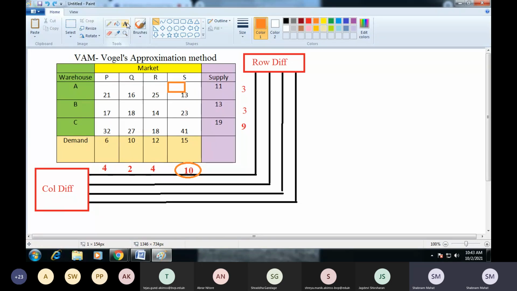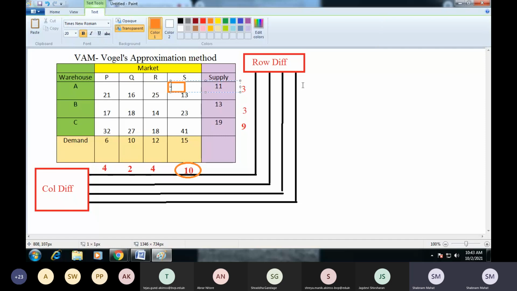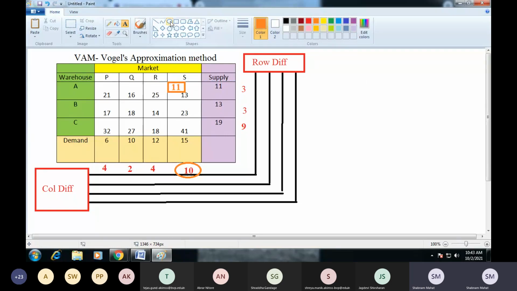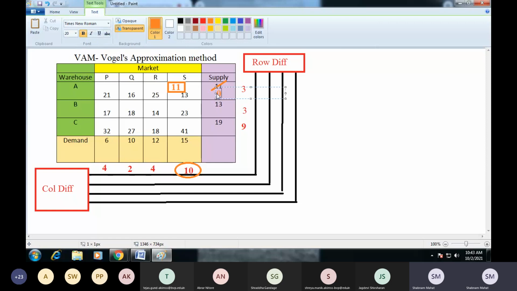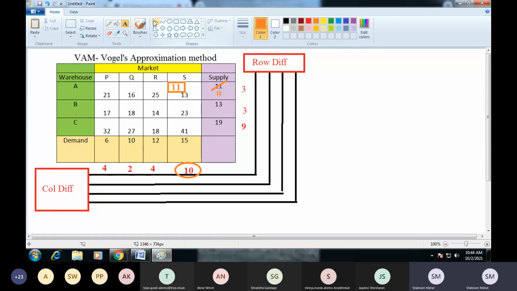Supply is the minimum, so whatever minimum value is there, we have to apply here. So I apply 11 from my warehouse A. Warehouse A now has supply remaining 0. Now demand for my market S is 15 units, but I only provided 11 units.